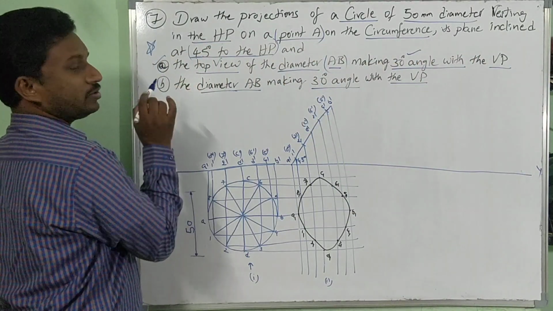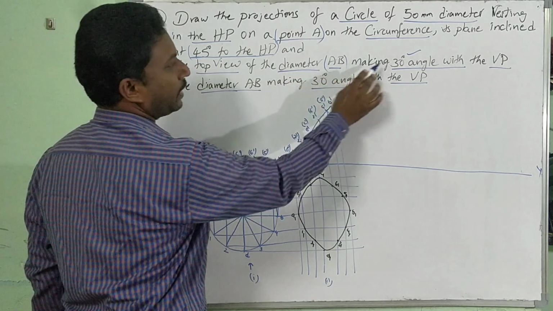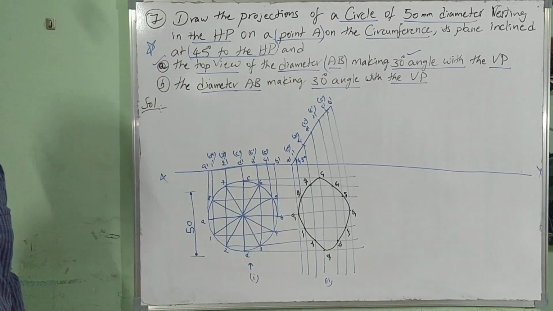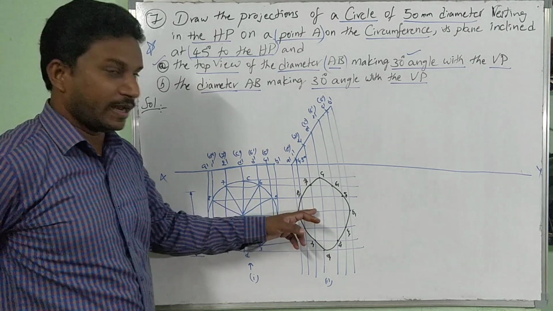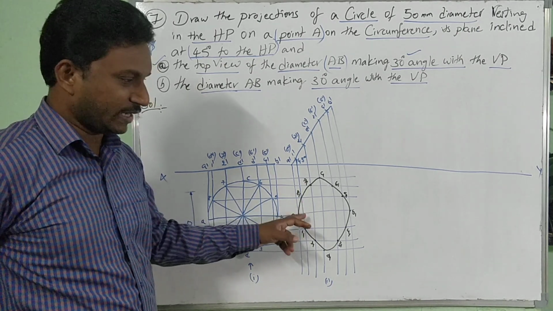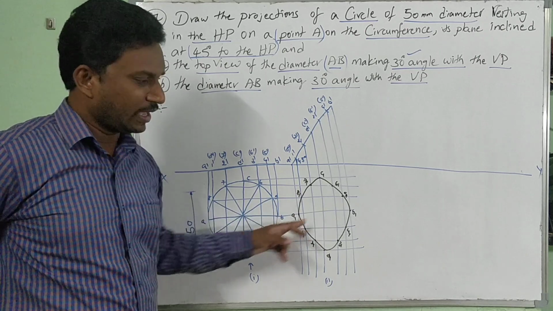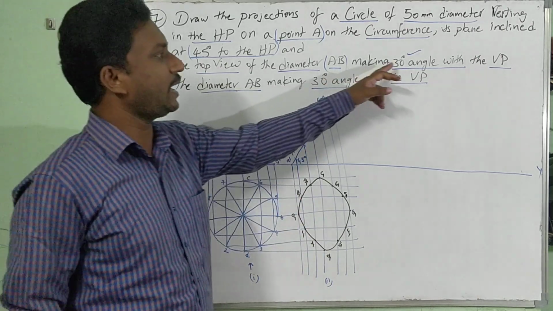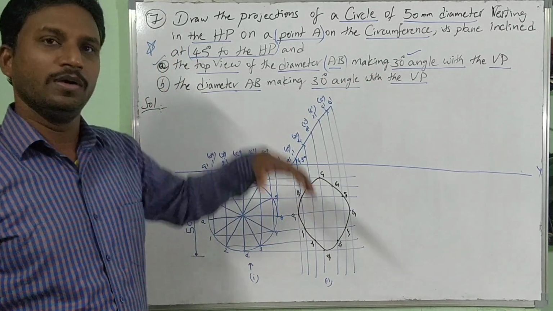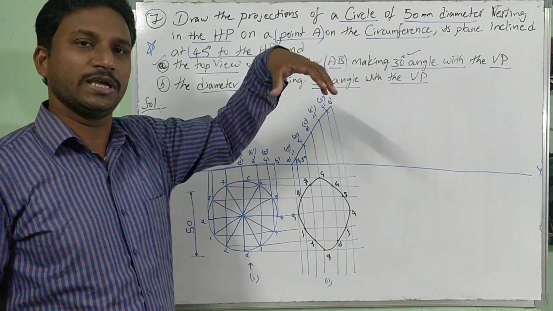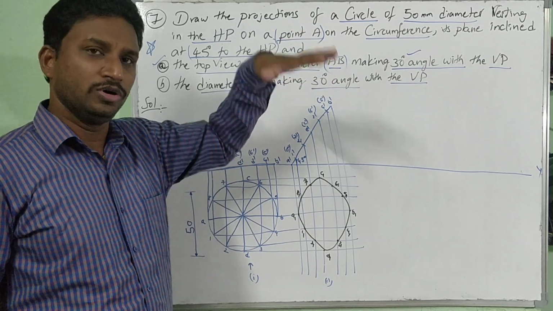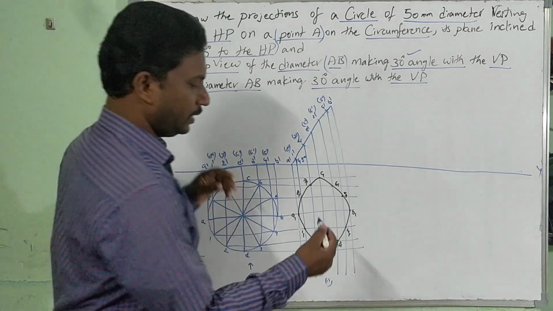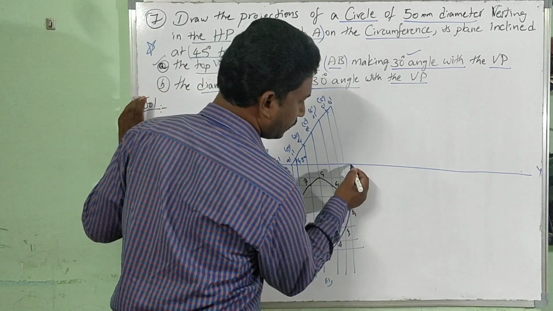See, question A: the top view of the diameter AB making a 30 degree angle with the VP. Here the second stage top view of the diameter is A1, B1. This is what makes an angle of 30 degrees with the VP. VP angle inclination can be viewed in which view? Right? Top view.